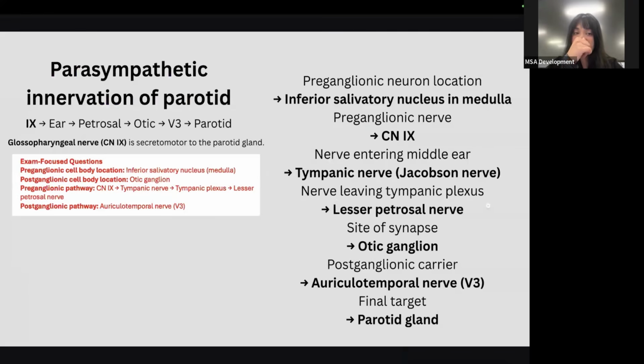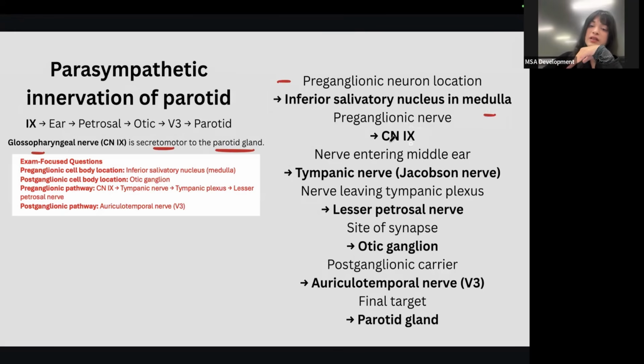Now for the parasympathetic innervation of the parotid, do not panic. This is very easy. Parasympathetic is just producing saliva. It's secretomotor, right? So what is secretomotor to the parotid gland? It's the glossopharyngeal nerve, so nerve number 9. So let's start off with this over here. The preganglionic neuron location is in the inferior salivatory nucleus in the medulla. So you have the brain in the back, somewhere in the medulla. You guys know this better than I do. So you have the medulla, you have the inferior salivatory nucleus.